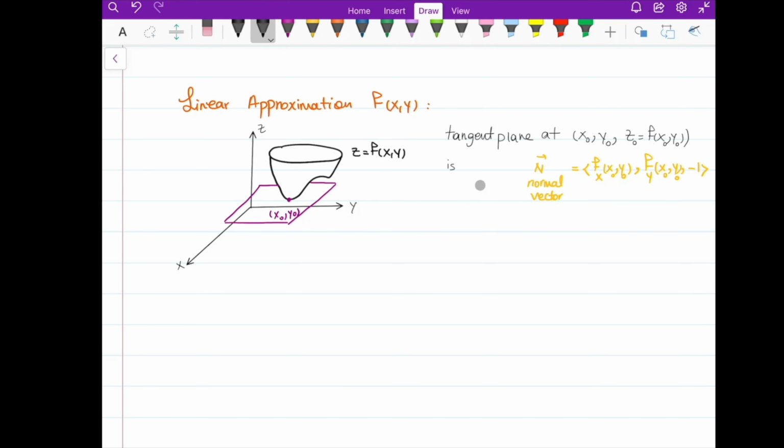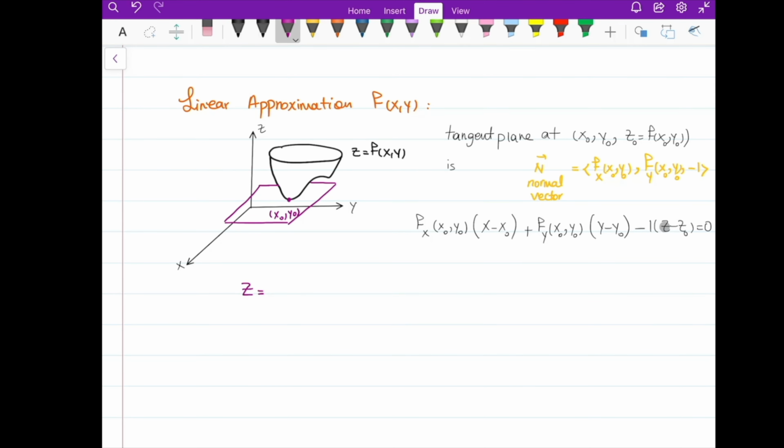So let me write the equation of a plane passing through this point with this normal vector. So it would be fx, so that's the tangent plane at the point x0, y0, times x minus x0, plus the second component of the normal vector, fy at x0, y0, times y minus y0, and then -1 times z minus z0 equals 0.